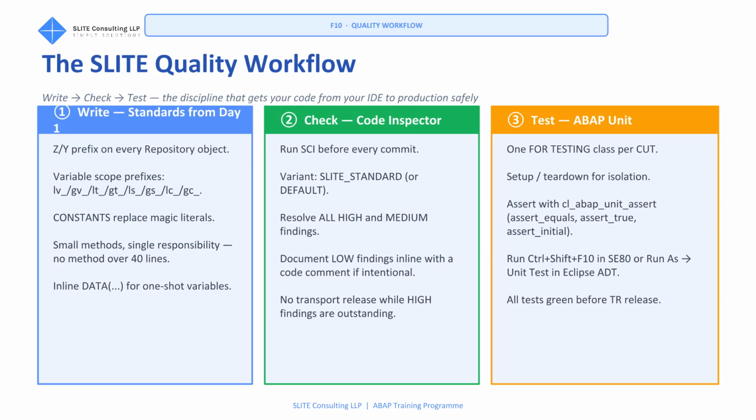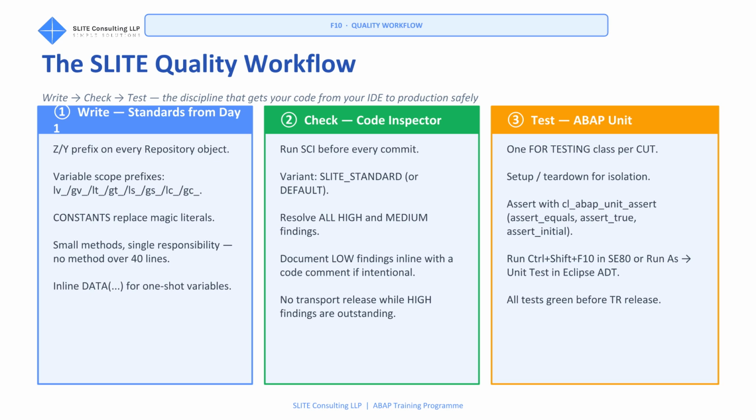This slide is the F10 mental model in one picture. Write, check, test. Write with standards from day 1. Z or Y prefix on every repository object, LV_/GV_/LT_/GS_/LC_/GC_ on every variable. Constants for magic literals. Small methods. No method over 40 lines. Inline data for one-shot variables. The cheapest time to apply a standard is when the line is first typed.